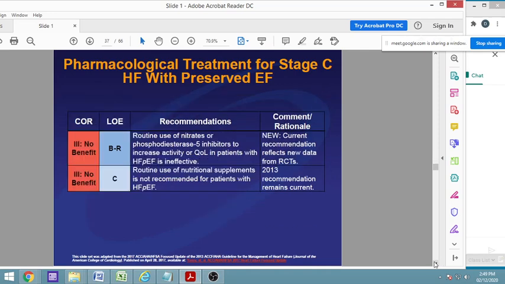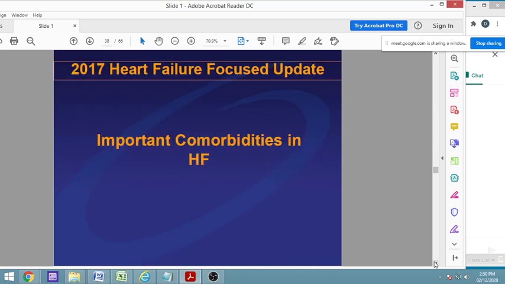So this is another. We have seen two important conditions: HFrEF, which is called reduced EF, and HFpEF, which is preserved EF. There are no benefits of using nitrates or phosphodiesterase 5 inhibitors, and therefore they should not be used. Rather, there are not many benefits, and it is a useless treatment. Use of nutritional supplements is not recommended for patients with this condition.